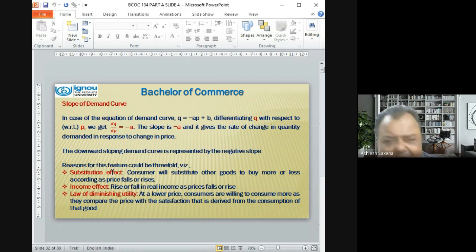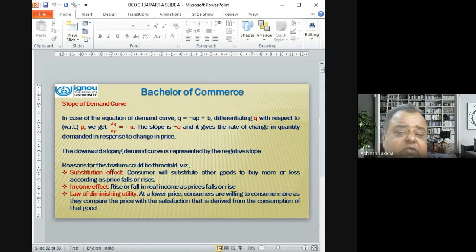This is what we know. If the price increases, demand falls. If the demand increases, the price increases. We are now studying something in mathematical terms. The downward sloping demand curve is represented by a negative slope. That means it will be coming down.